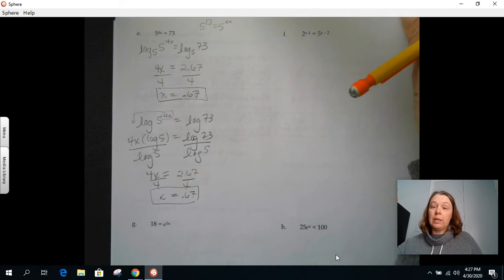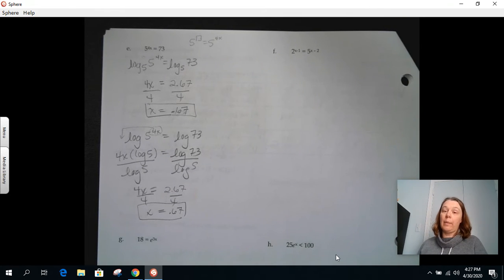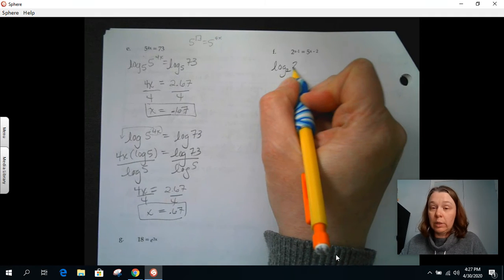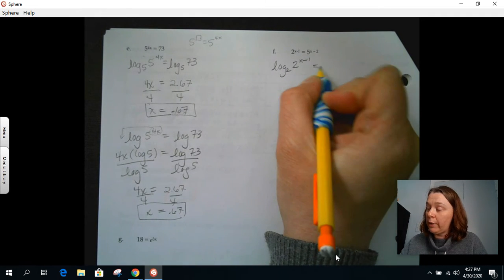Okay, so now on this one, I have exponents that are variables, and I have 2 different bases. I would just choose one of the bases and take the log base that of both sides. So I would either do log base 2 of both sides or log base 5 of both sides. It really makes no difference. Or you could do log base 10 of both sides or ln of both sides. I'm just going to pick 2. Again, there's no benefit of doing one over the other.